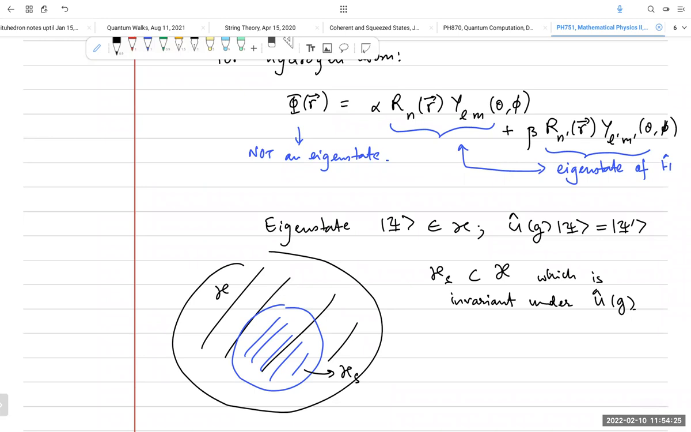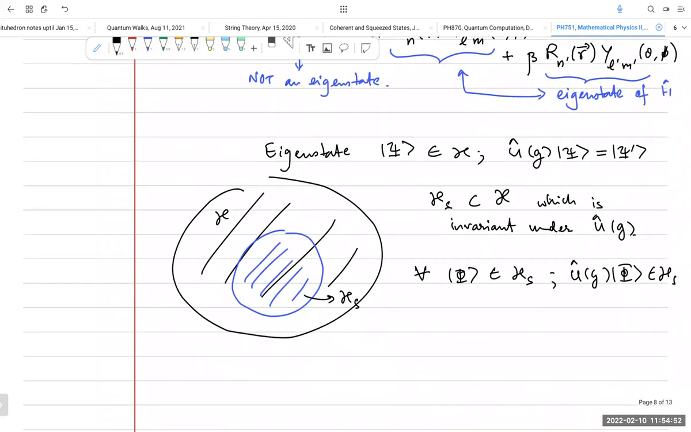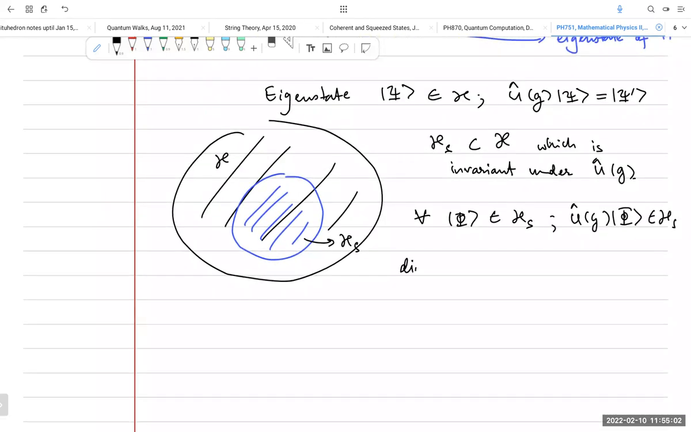What does this mean? This means that for all states in this subspace HS, acting on this state gives you another element which is in the same subspace. Now, this subspace will have some dimensionality. Let's say the dimension of HS is N. For the time being, we don't know what N is. We'll figure that out later.